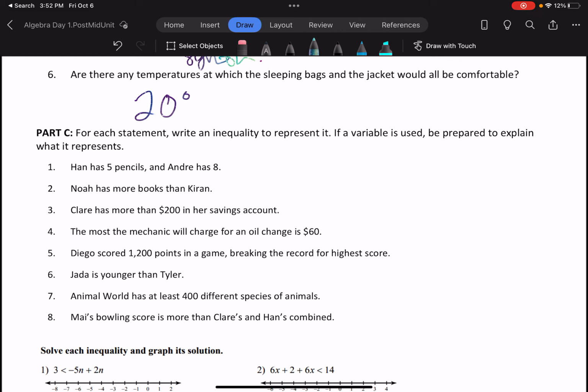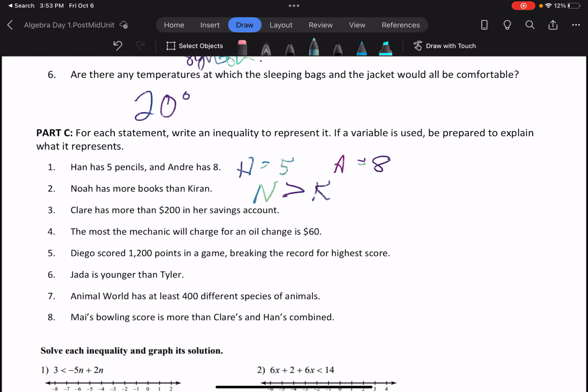Part C, for each statement, write an inequality to represent it. If a variable is used, be prepared to explain what it represents. So you don't actually have to write out what it means, but let's say, for example, we want to use pencils, right? So Han has 5 pencils and Andre has 8. So let's say we want to say Han equals 5. That's how many pencils Han has, and Andre has 8. Noah has more books than Kieran. So we might say Noah's is greater than Kieran's, as an example.